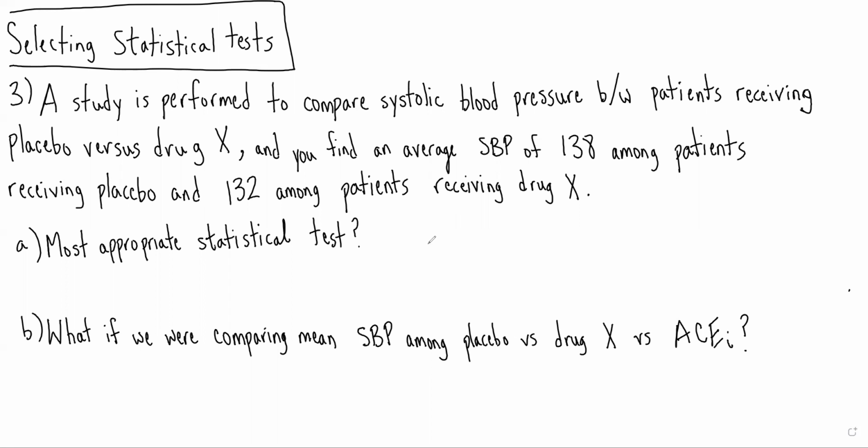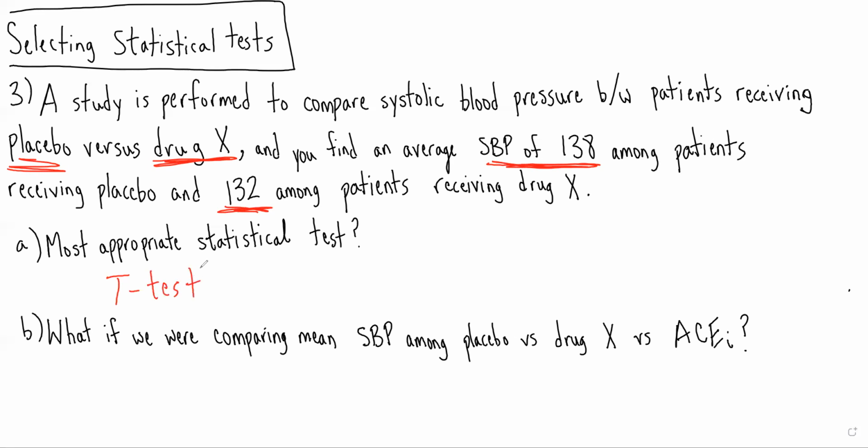And in this case, we can see patients are clearly broken up into groups. We have one group of patients receiving placebo and one group of patients receiving X. And we are comparing systolic blood pressure represented as a continuous variable. We see that there is an average value of 138, and we're comparing that to an average value of 132. Therefore, we're comparing a continuous measure between groups. And because there are two groups, then the most appropriate statistical test is a t-test.